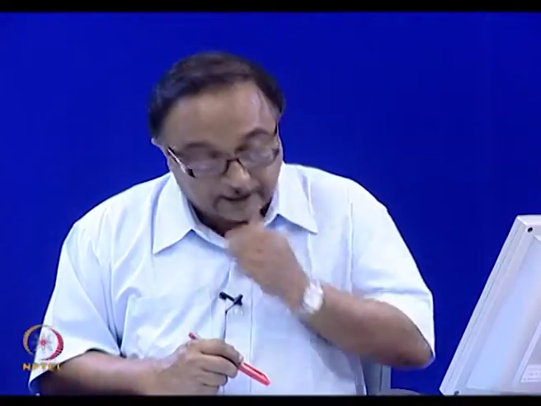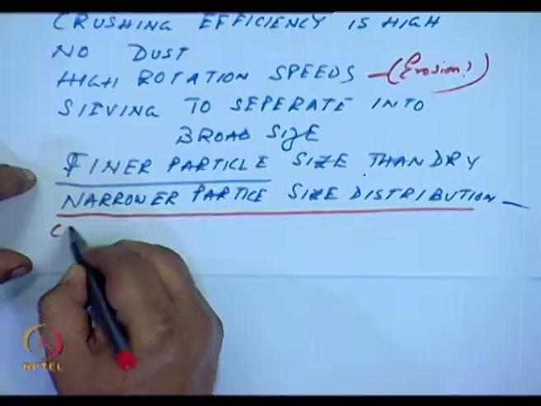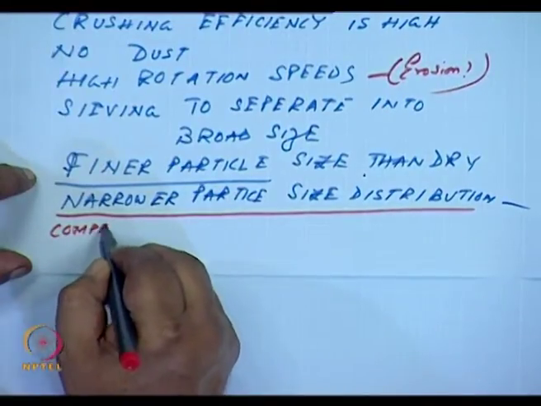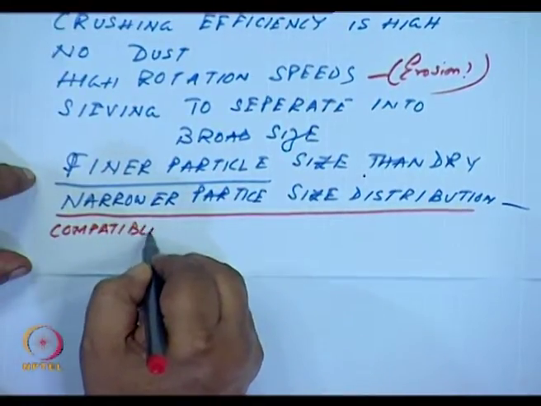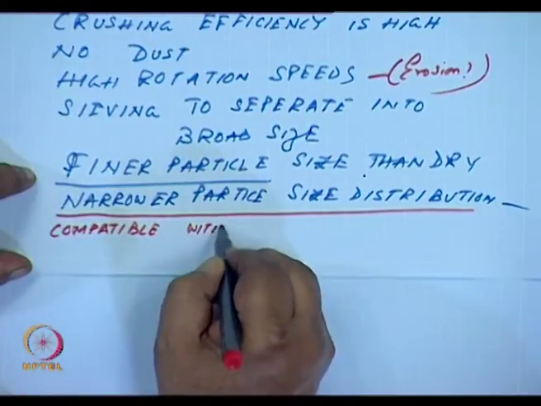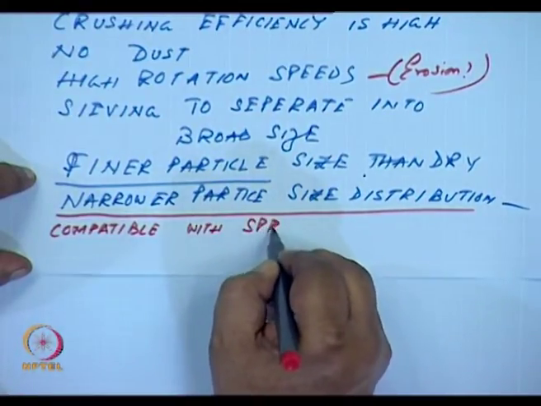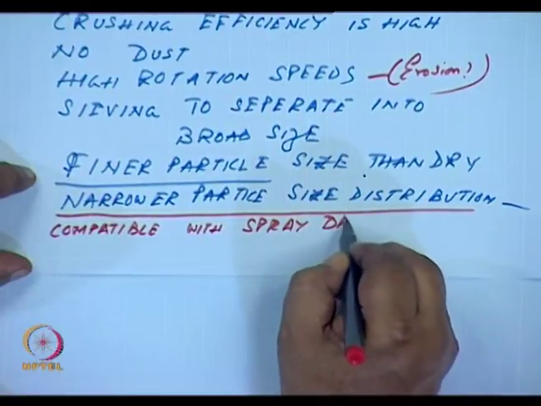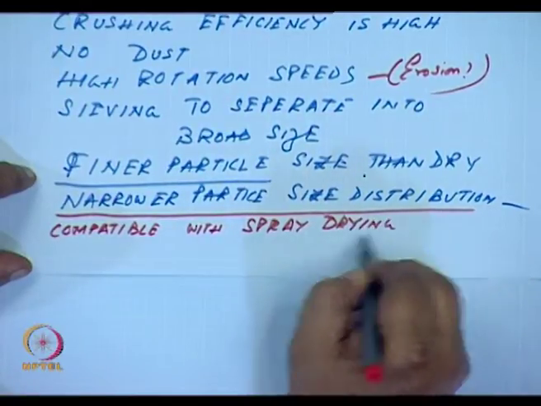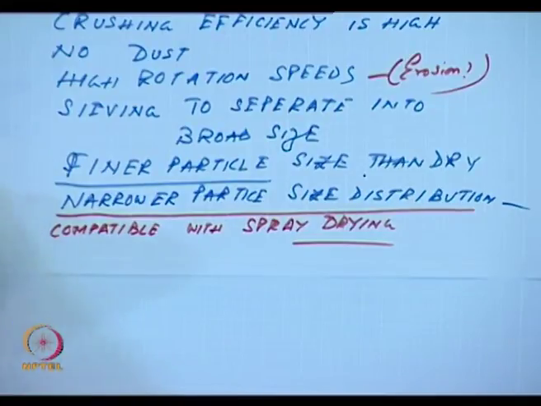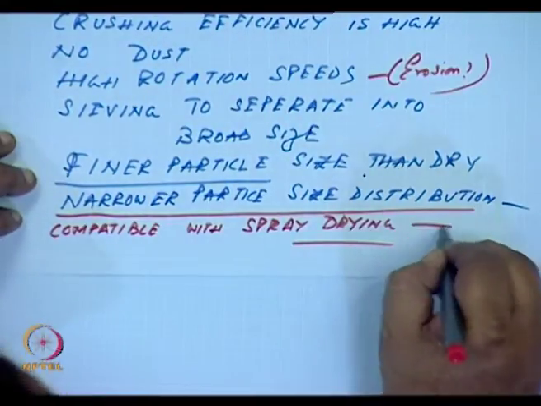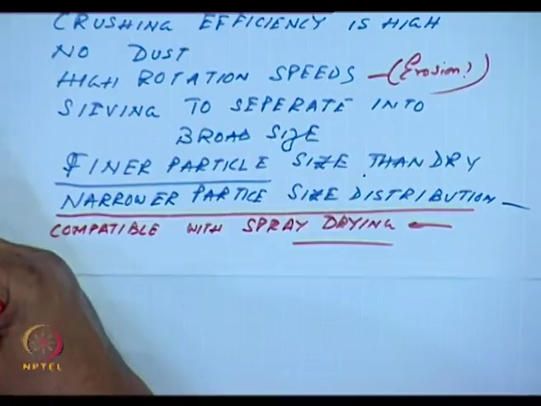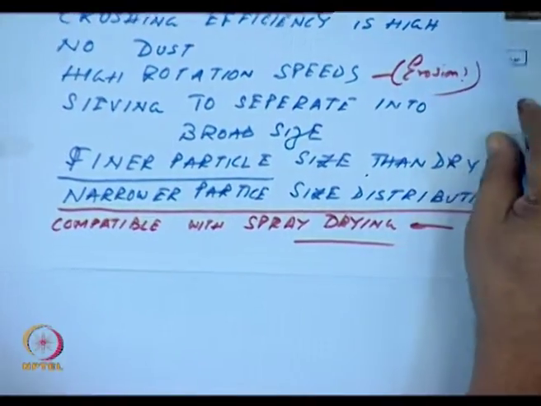And another reason why wet ball milling has its advantage, which I shall come to later, is that it is compatible with spray drying. I've deliberately marked it in red. Spray drying is a very important part of ceramic fabrication and processing today.